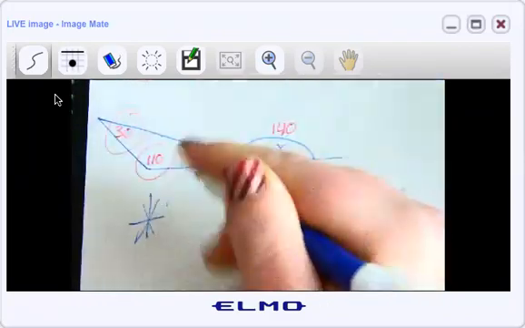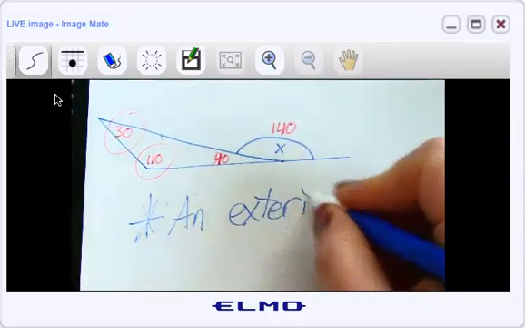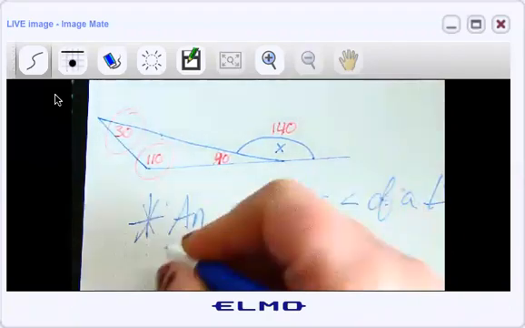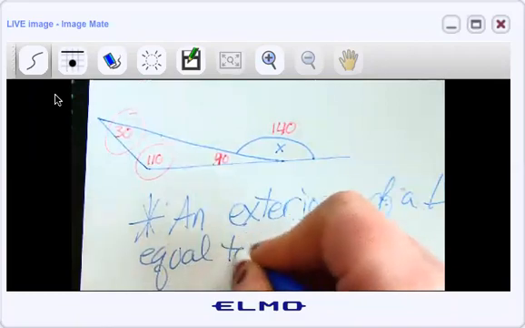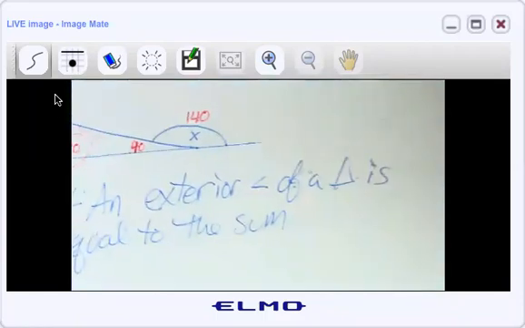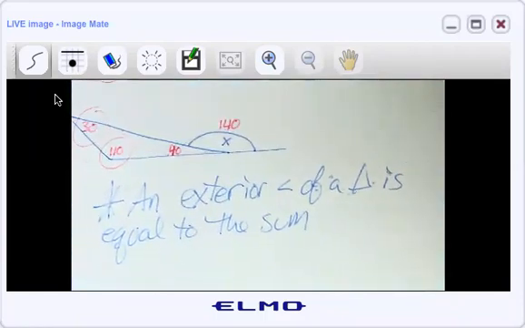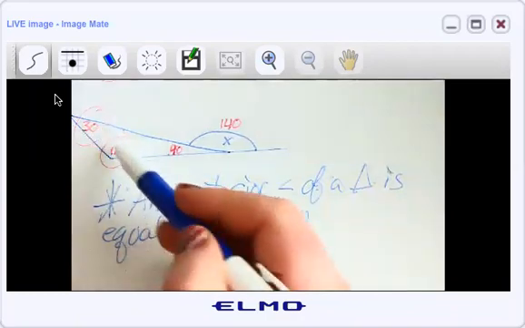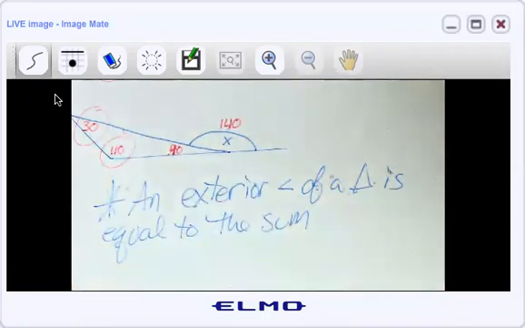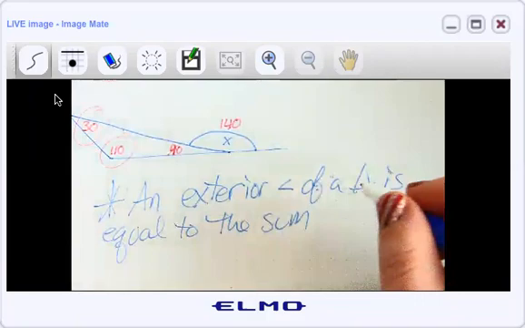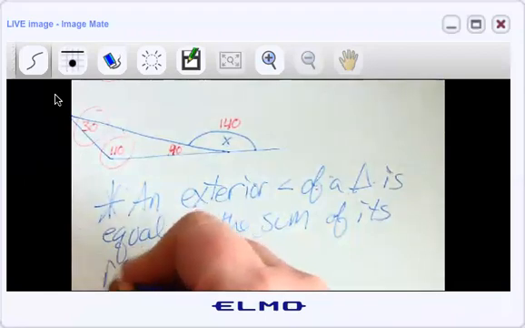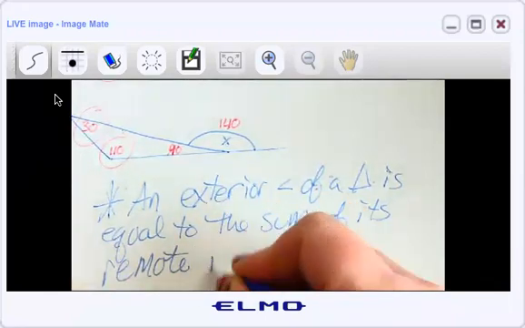So let's just say an exterior angle of a triangle is equal to the sum. Now, these are really weird words I'm about to use, but I'm going to define it in a second. So we have a special vocab word for these two angles over here that are not right next to my exterior angle. They're called remote interior angles. So an exterior angle of a triangle is equal to the sum of its remote interior angles.